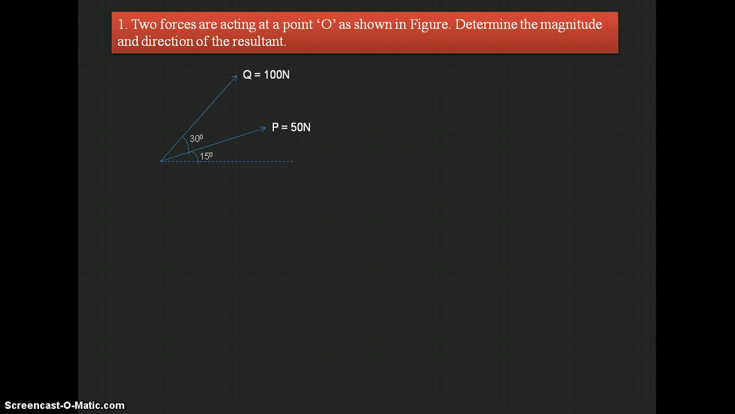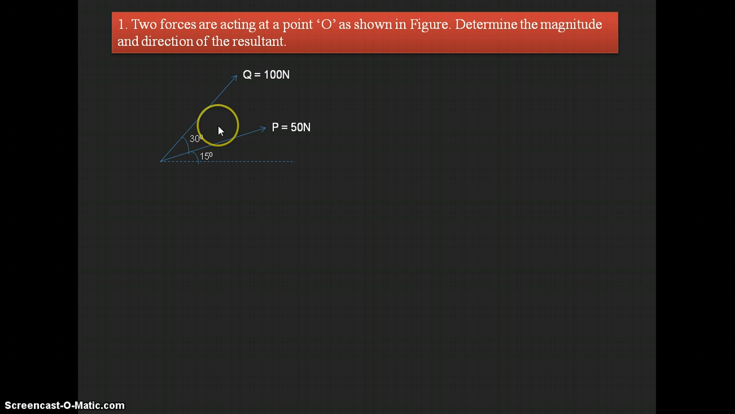So the figure is given like this. Here this corner point is O. On this point the two forces are acting away from the point as P and Q. P is 50 newtons and Q is 100 newtons. And the angle made by P with the horizontal line is given as 15 degrees, and the angle made by Q with respect to P is given as 30 degrees. So for these two forces we are going to find the resultant force which can produce the same effect as the two forces acting at point O.